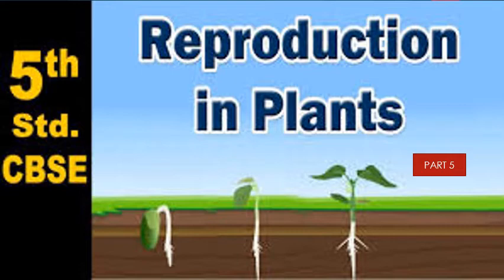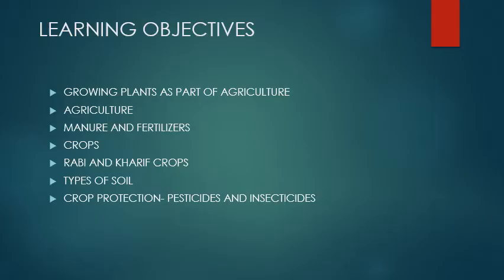about agriculture, crops, and crop protection. Today we are going to study about agriculture, the uses of manure and fertilizers, what are crops, the different types of crops, that is Rabi and Kharif crops, the types of soils found in different parts of India, and what are the measures which are required for crop protection, that is the uses of pesticides and insecticides.